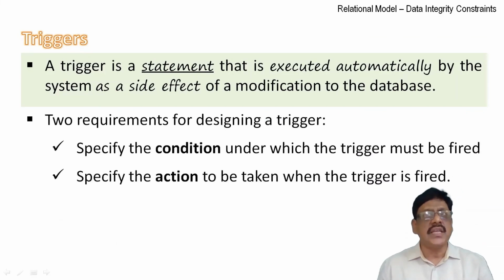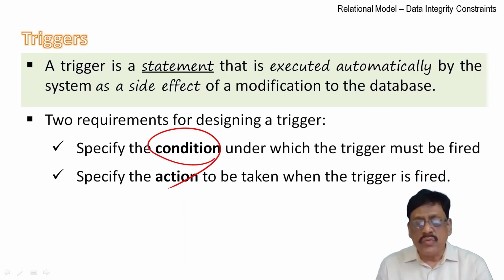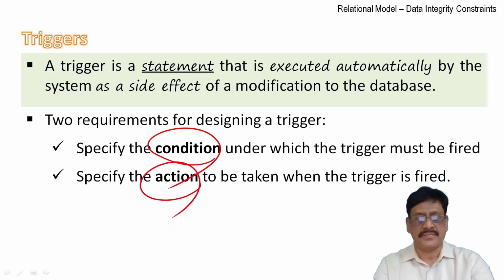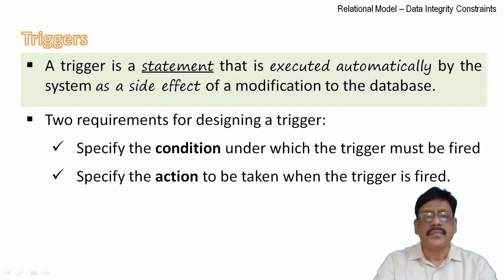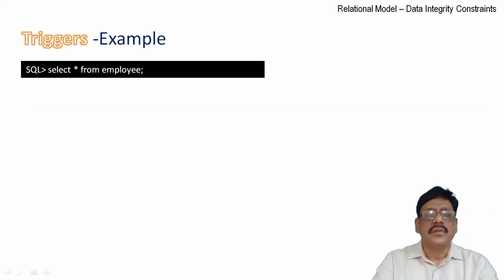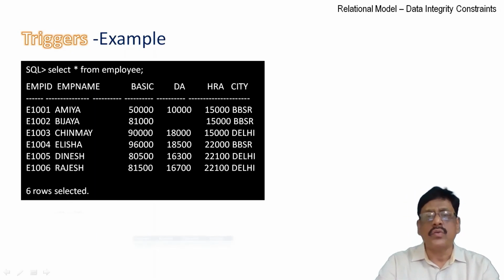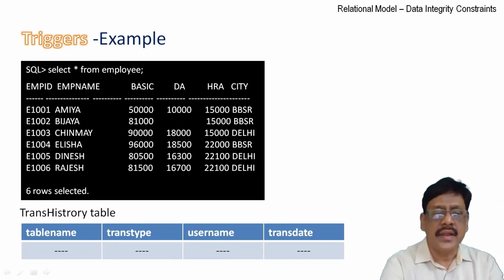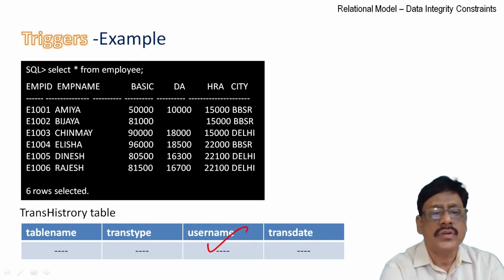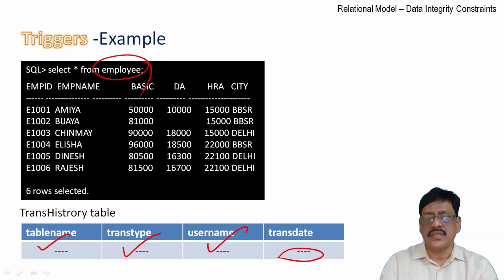Then what are the requirements for designing a trigger? You have to specify the condition under which the trigger must be fired, and once it is fired, what action the system is going to take. These two requirements we have to specify while designing a trigger. Let us take one example. We have an employee table consisting of 6 tuples, and we want to create a transaction history table, and whenever any user either deletes or updates any tuple of the employee table, we would like to record it in the transaction history table.